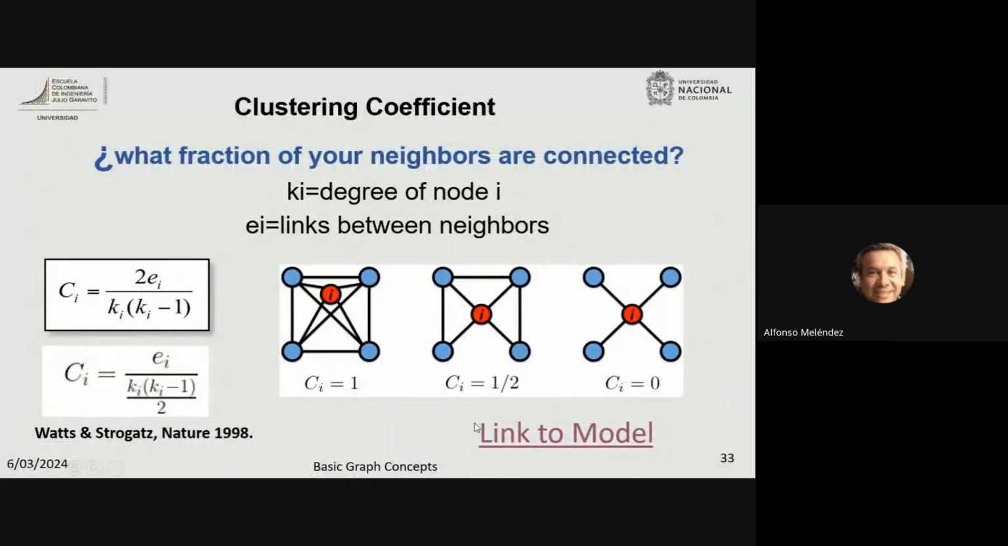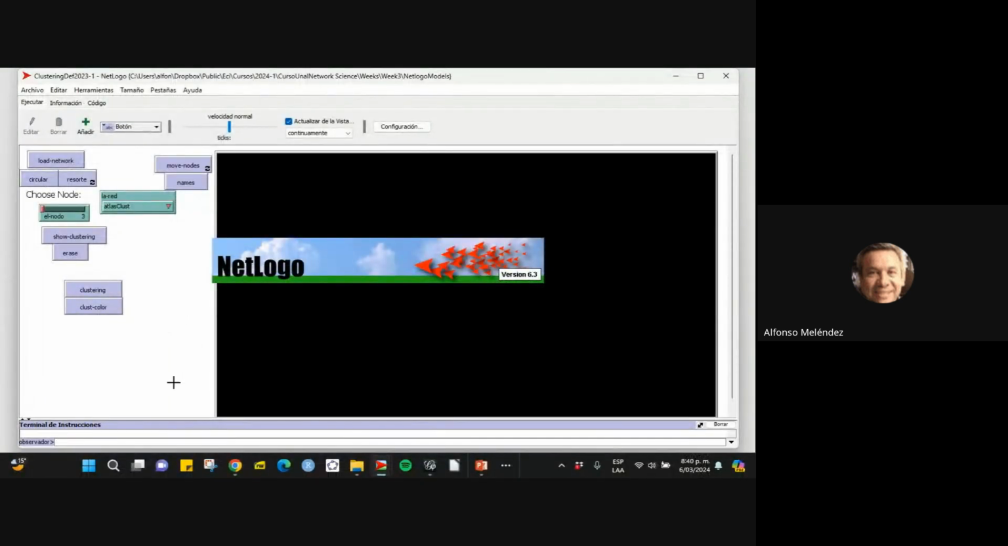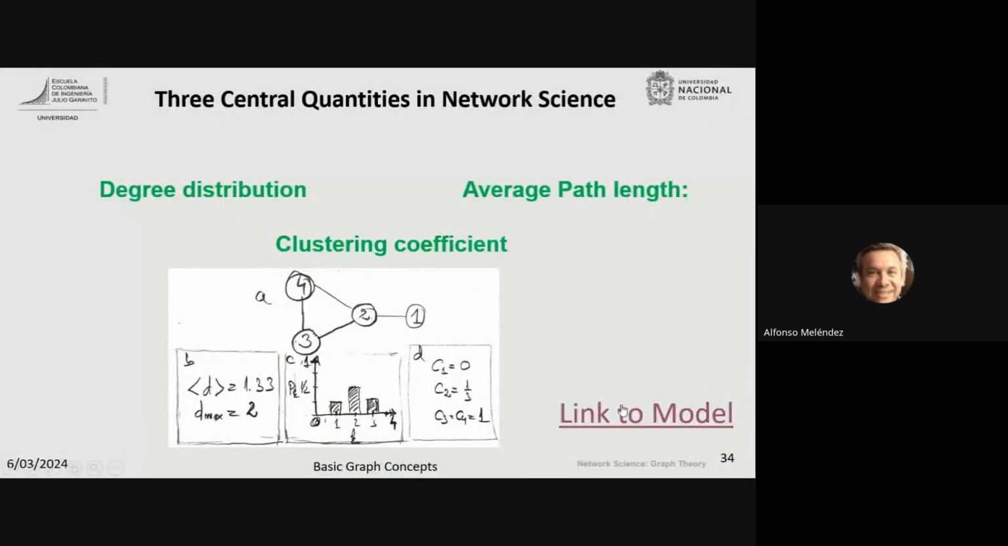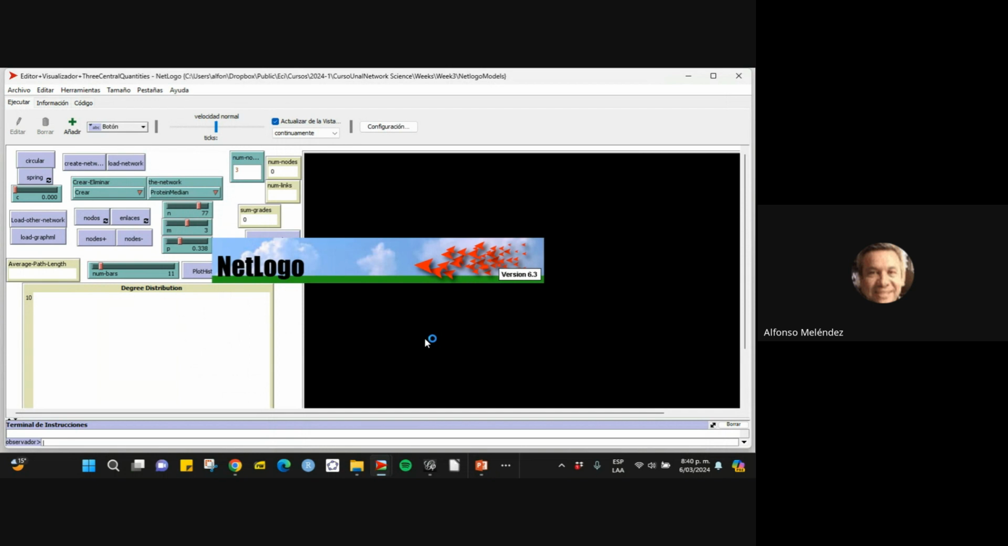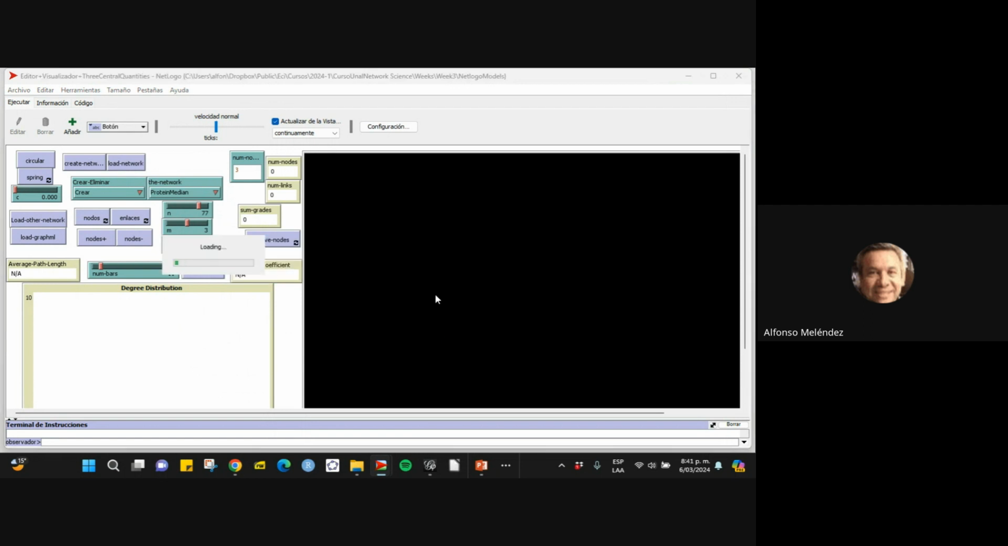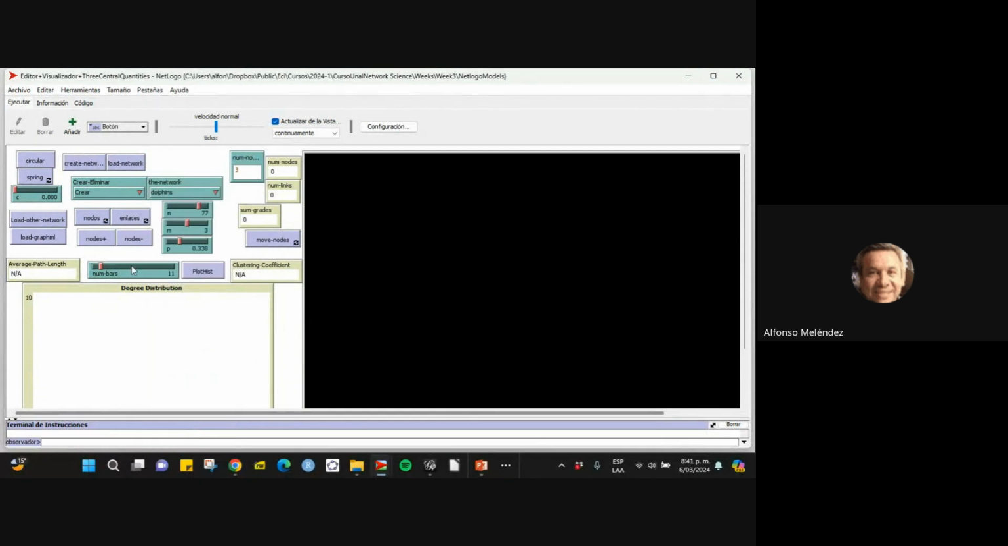Let me show you more distributions. Oh no, excuse me. This is clustering coefficient. Is this the model? Wait a minute. Okay, the cursor. Here in this model, no. Oh, I loaded twice. I think it's the same. Okay. I'm going to load dolphins. Okay, dolphins.